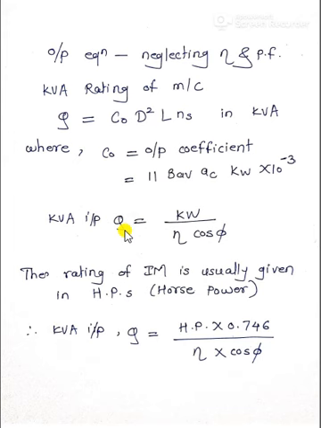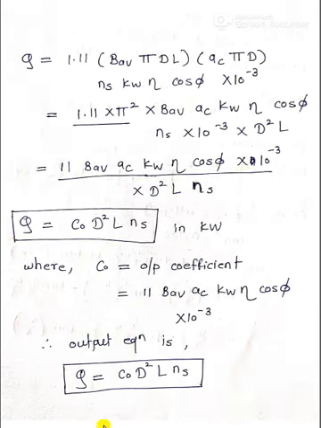So this is our output equation of AC machine, that is capital Q is C naught d square L ns, and this C naught is the output coefficient, that is 11 B average ac kW efficiency cos phi into 10 raised to minus 3.